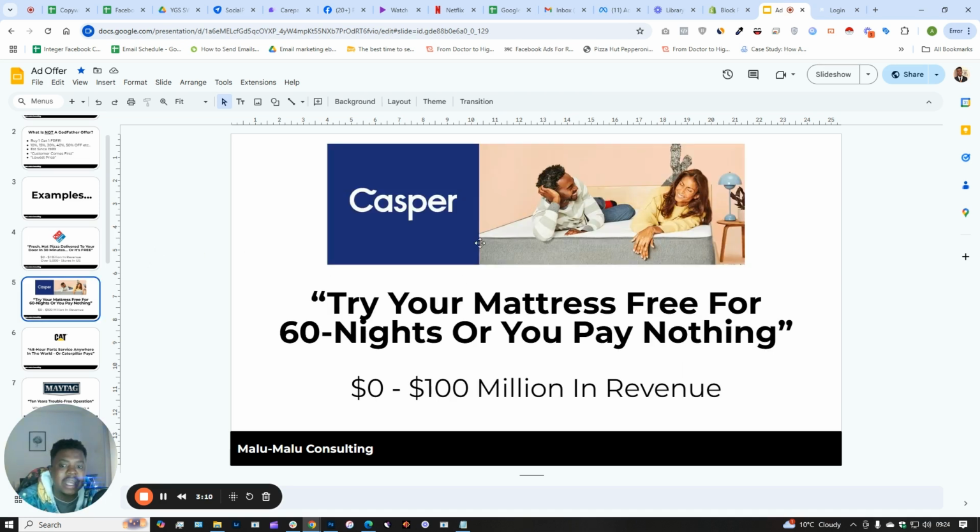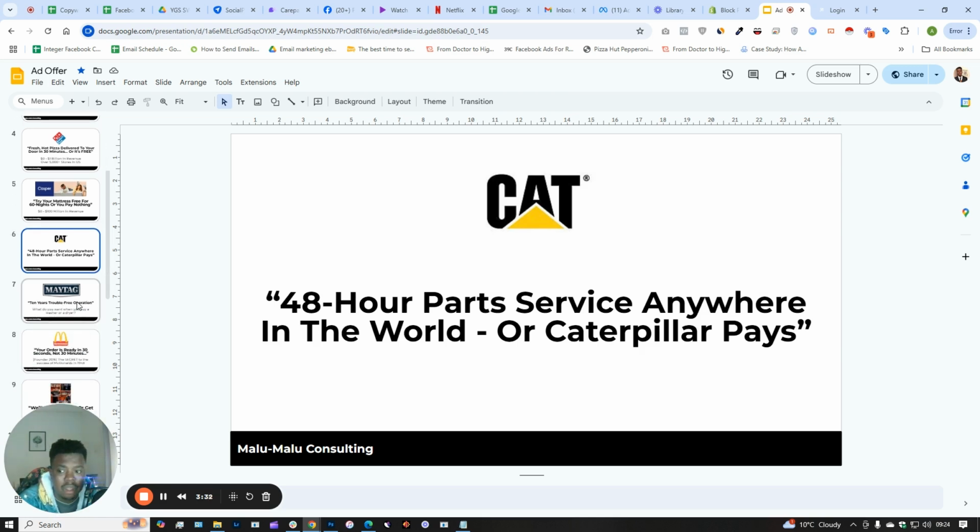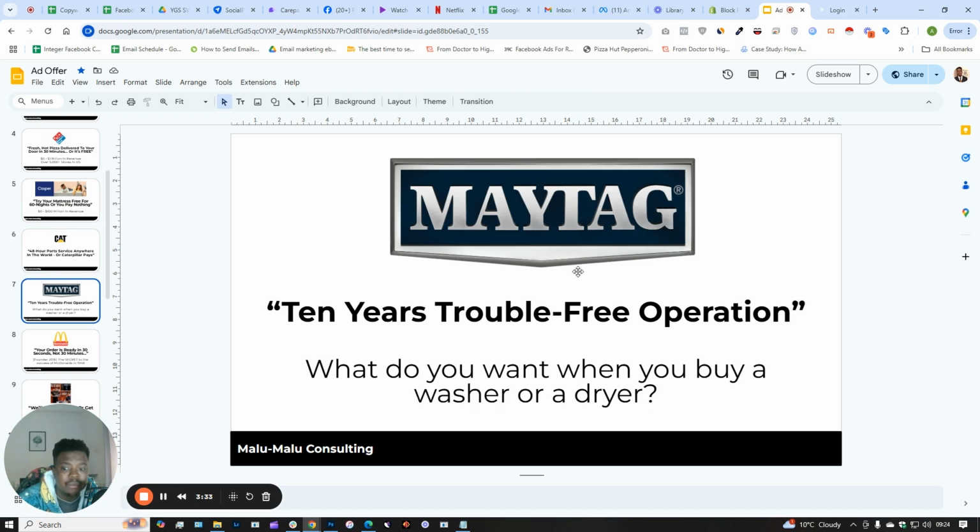The next brand is Casper. They went from 0 to 100 million in revenue with this one offer alone: try your mattress free for 60 nights or you pay nothing. Another brand is Caterpillar: 48-hour parts service anywhere in the world, or Caterpillar pays. Another brand is Maytag.